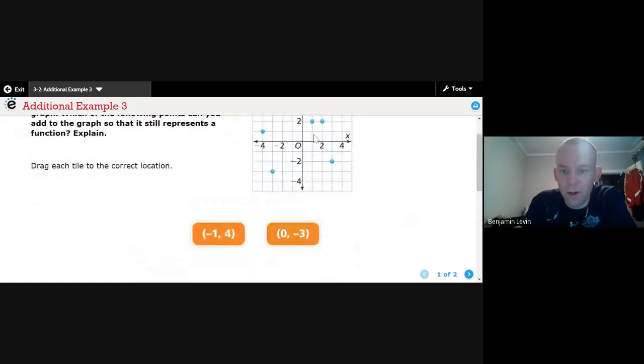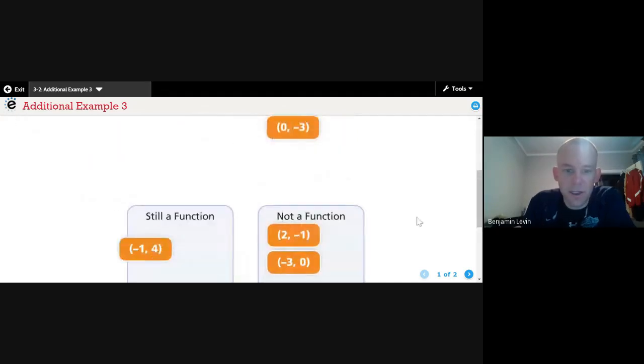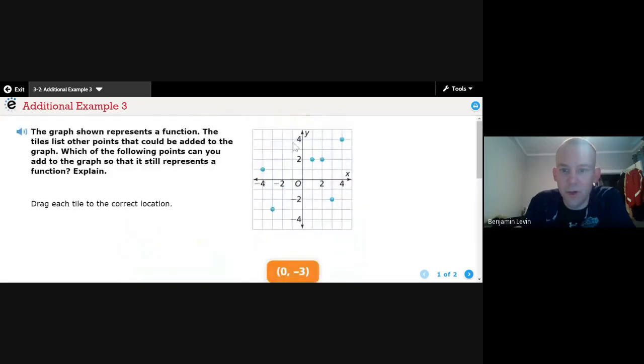-1, 4. -1 up 4. Well, we don't have any other -1s yet. So -1, 4 can still be a function. Now, this is obviously not going to be a linear function. It's going to be a zigzag, right? Boom, boom, boom, boom, boom, boom, boom. It's a zigzag line, but it's still a function because for each input, we have only one output.